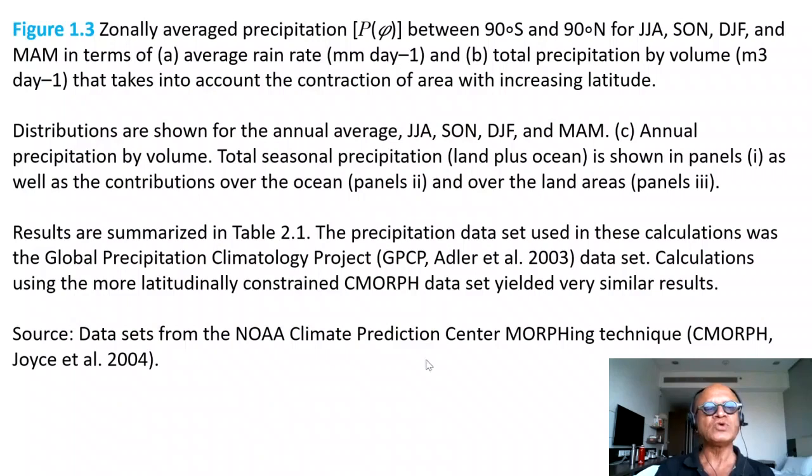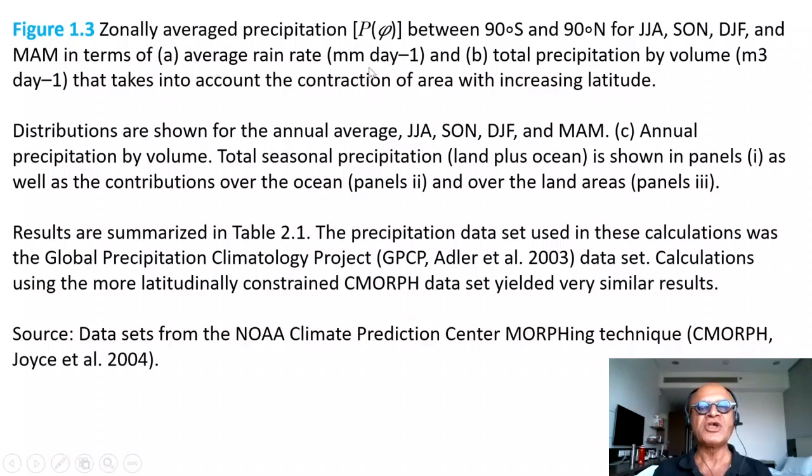The next figure will show zonally averaged precipitation between, again, pole to pole for June, July, August, September, October, November, DJF and MAM. So you can get used to these terminologies. Here we are with the solstitial seasons of JJA and DJF, and the equinoctial seasons of SON and MAM, where the equatorial crossing of the sun happens and we get what are called equinoxes, or equal day and night at all latitudes when the sun is on the equator.